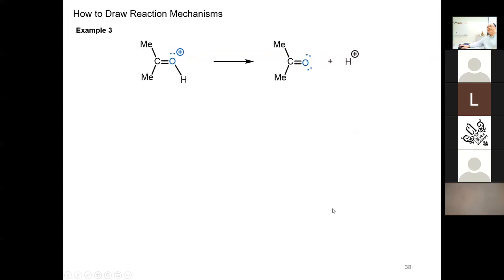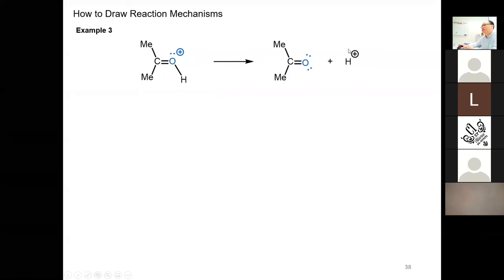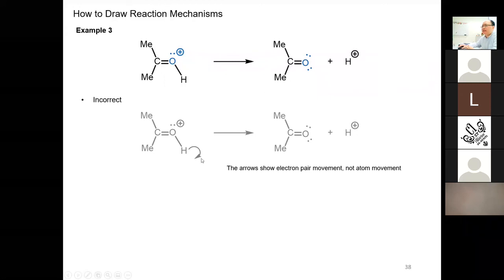Third example: another protonated species, but now it is a ketone. The ketone is protonated, so it has a positive charge. The wrong way to draw that is that the net result is the hydrogen leaves, so the hydrogen just goes away. Why is this wrong? The arrows must show electron pair flow, not atom movement. You cannot ask this hydrogen to leave. You need to start the arrow from a bond, a lone pair, or a negative charge.